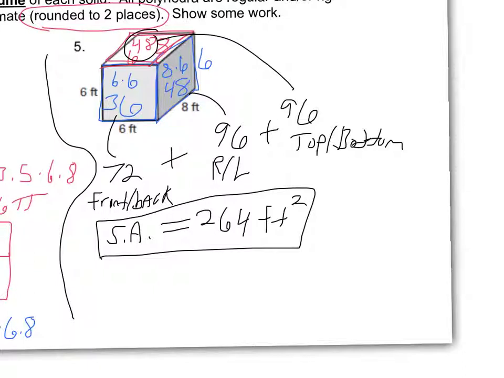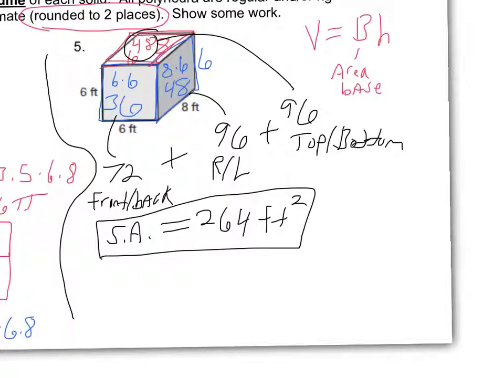Okay, now for the volume of a prism is capital B times H. If you look at your formula sheet, it just says capital B times H, where B is the area of the base.